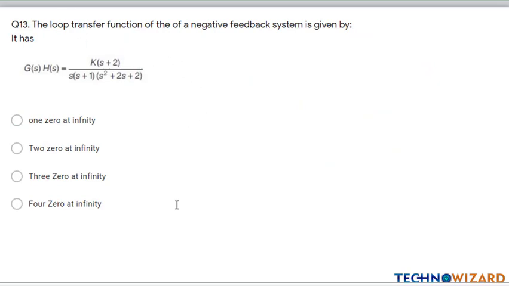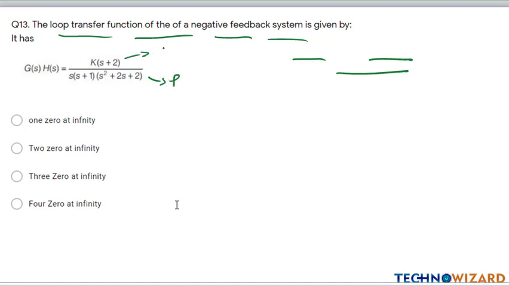Next question. The loop transfer function of the negative feedback system is given. Always remember, if a transfer function is there, there will be an equal number of poles and zeros. Pole is shown by the denominator and zero is shown by the numerator. Now total poles here: s plus 1, from here one pole is there, and if this is a quadratic equation, there will be 2 poles. There are a total of 4 poles, and the total number of zeros is 1.